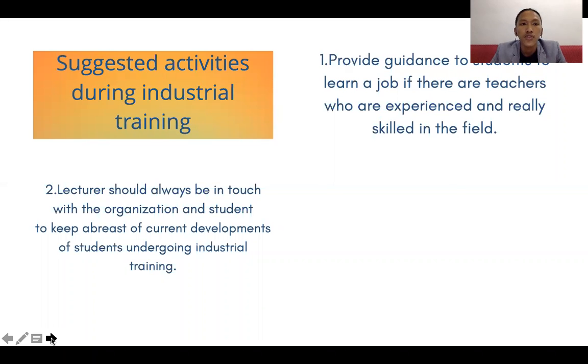Suggested activities during industrial training. Number 1. Provide guidance to students to learn a job if there is a teacher who is experienced and really skilled in this field. Number 2. Lecturers should always be in touch with the organization and students to keep abreast of the current development of students undergoing industrial training.